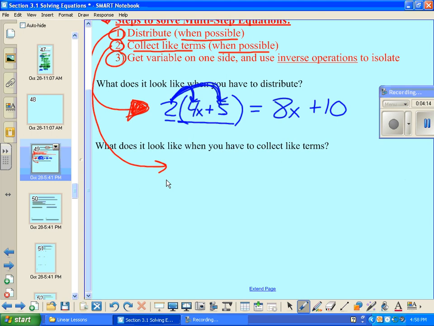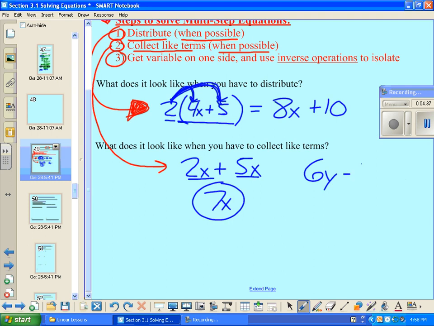What does it look like when I collect like terms in an equation? Well, it's always when I have 2 like terms that are added or subtracted together. So something like 2x plus 5x. I can add 2 and 5, the coefficients of these terms, and just get 7. And the variable stays the same because they are like terms. So 2x plus 5x gives me 7x. Or if I'm subtracting them, let's say it's 6y minus 4y. When I take 6y minus 4y, I just get 2y.